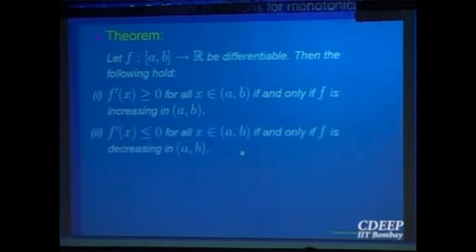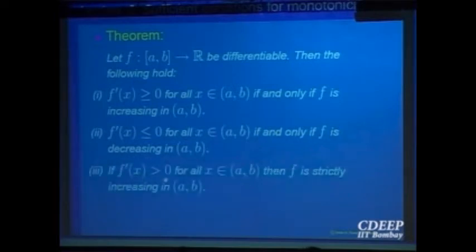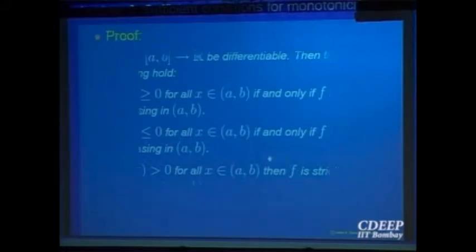And similarly, if the derivative is less than or equal to 0 at all points in the open interval AB, then it is decreasing. If and only if, keep in mind, this is an if and only if statement. Here it is, if the derivative is bigger than or equal to 0, if and only if f is increasing. But if you have some more knowledge, namely the derivative is everywhere strictly positive, then we can deduce that the function is strictly increasing. And similarly, if the derivative is strictly negative, then the function is strictly decreasing. So let us prove these theorems.